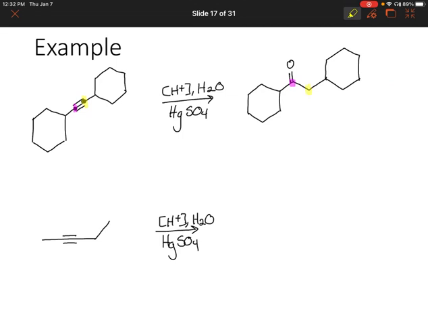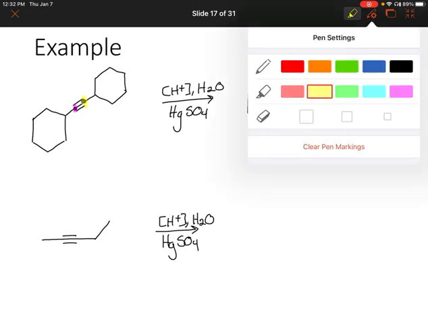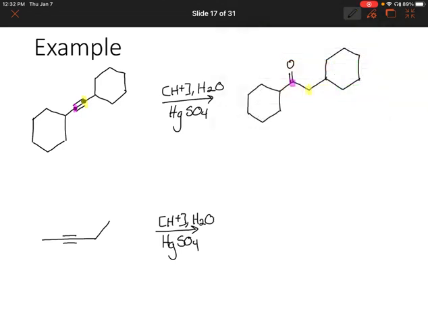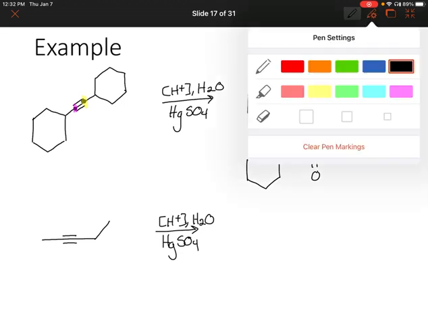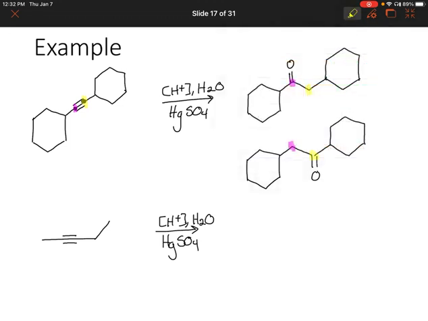Now, the ketone also could have formed at the yellow carbon. So let's draw what that would look like. So notice that when you have an internal alkyne, so the alkyne's in the middle of the molecule, you could have a ketone at either end of that carbon-carbon bond.